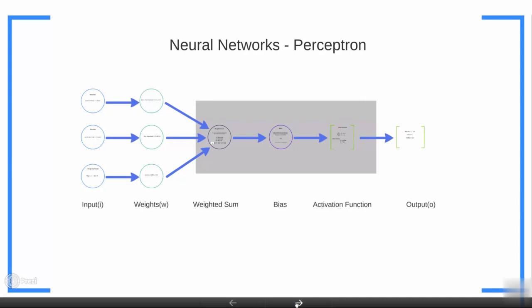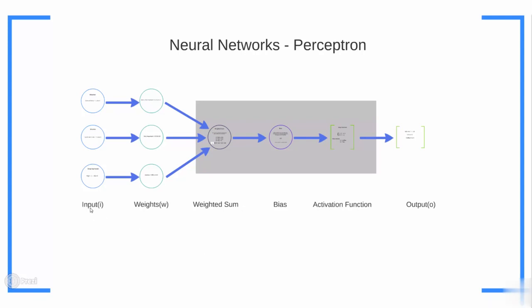So we've already seen what a perceptron is, so let's quickly recap on the different stages. So the first stage is the input, where we get the input. The next is the weights. The next stage is the weighted sum. Then you have the bias. Then you have the activation function. And then finally, you have the output.